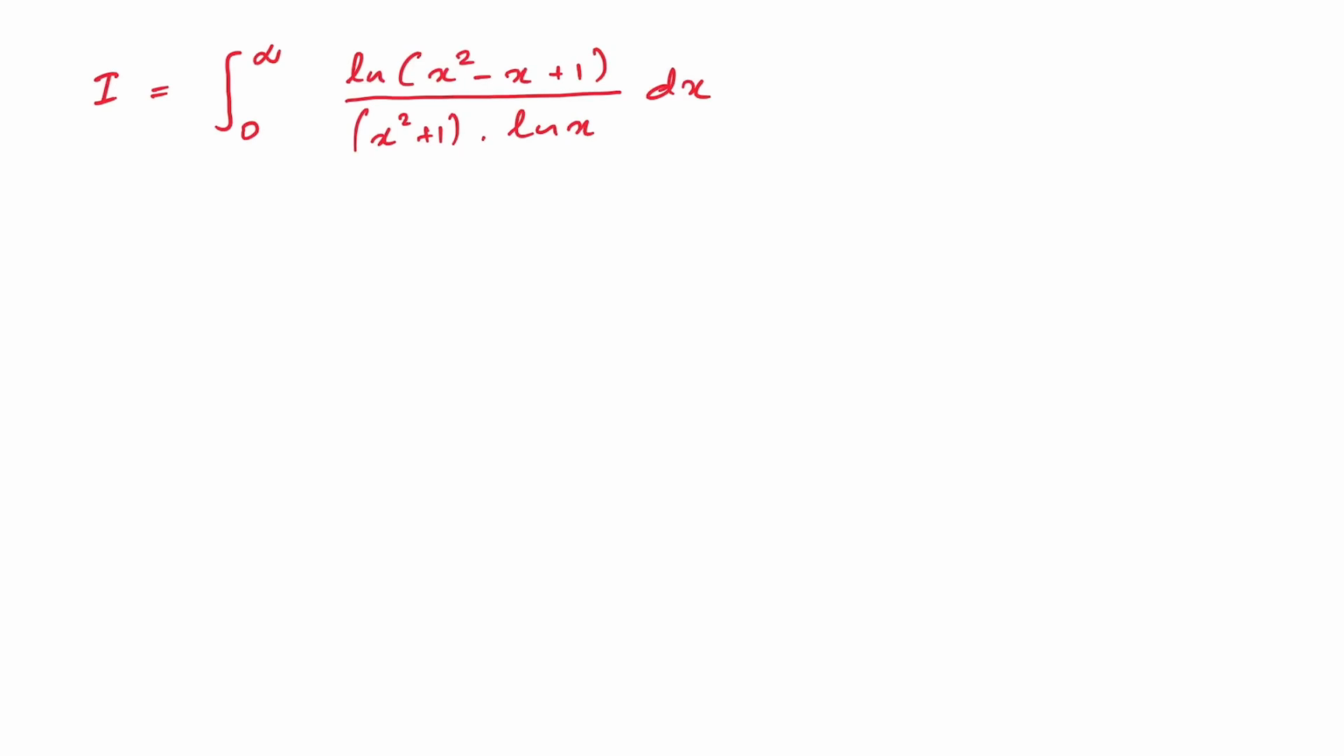Hi, today we are going to solve this integral quickly. Integral from 0 to infinity, natural log of (x square minus x plus 1) over (x square plus 1) times natural log of x. Okay, I'm going to start with the substitution.